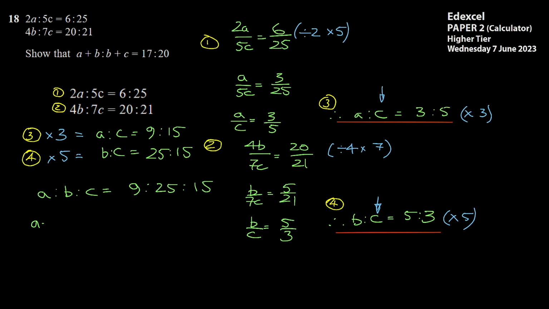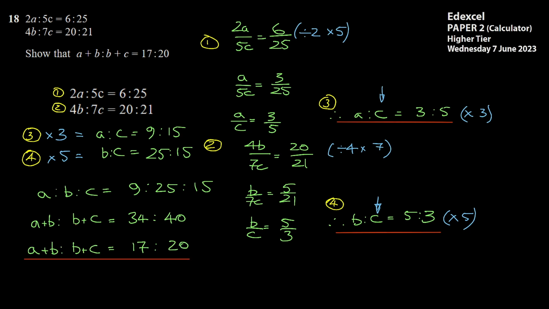But they want A plus B to B plus C. Well, A plus B is 9 plus 25, so that's 34 to B plus C, 25 and 15, which is 40. And that is equal to, because we can take a common factor of 2 out, 17 to 20. And that will be your answer.